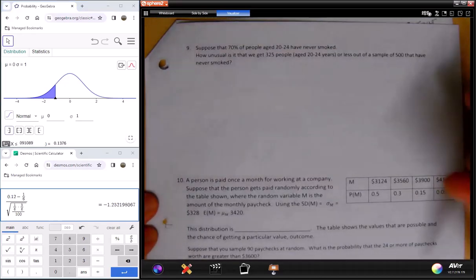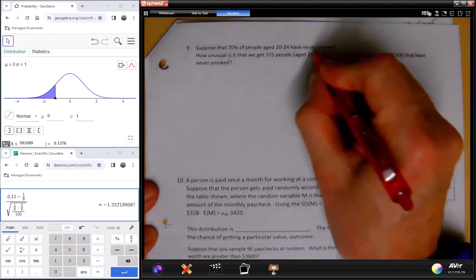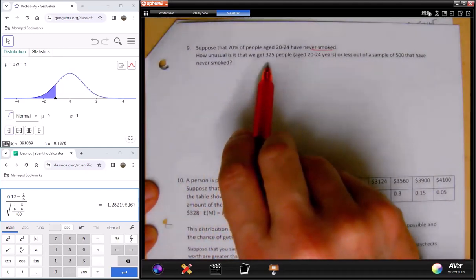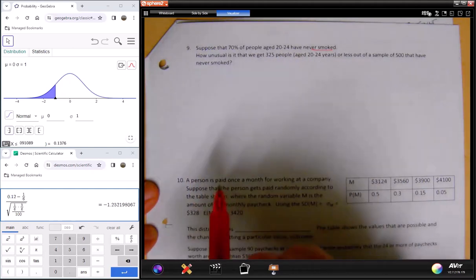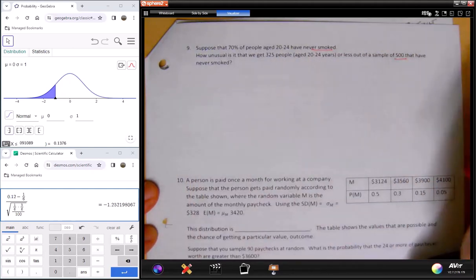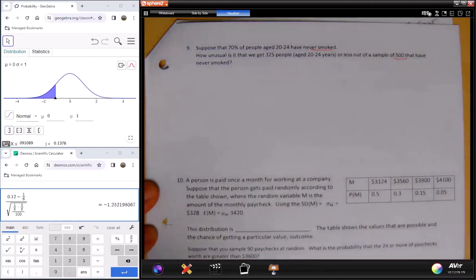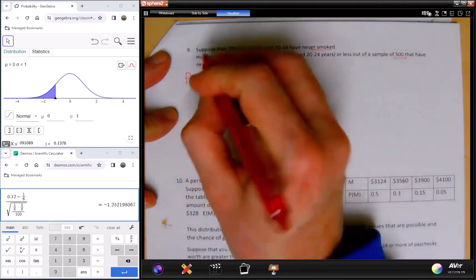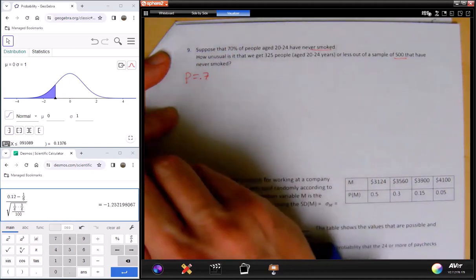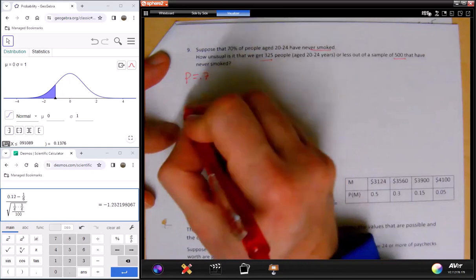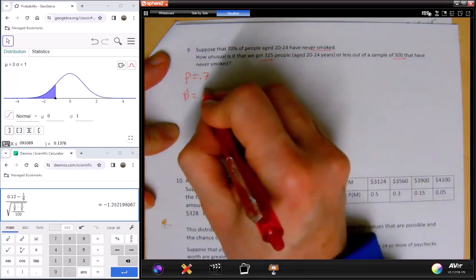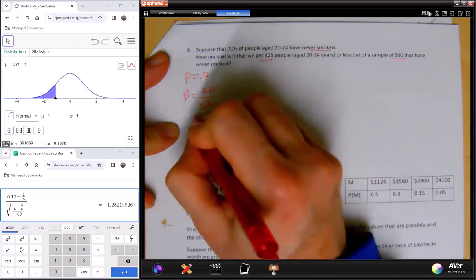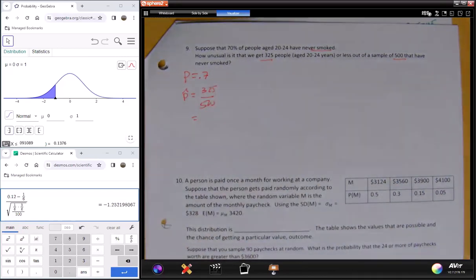Suppose that 70% of the people aged 20 to 24 have never smoked. So back to this question: how unusual is it that we get 325 people aged 20 to 24 or less out of a sample of 500 that have never smoked? This is the exact same question as before. We established that p is equal to 0.7. And this time we're looking at a p-hat value of 325 over 500. When I calculate this, what does it come out to?